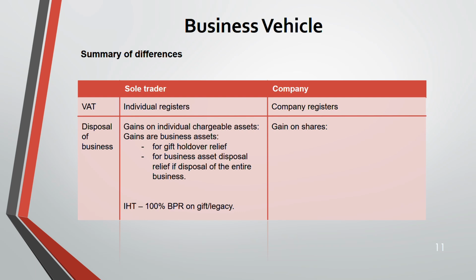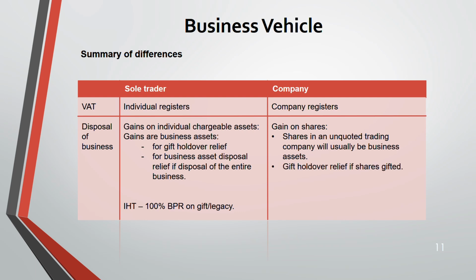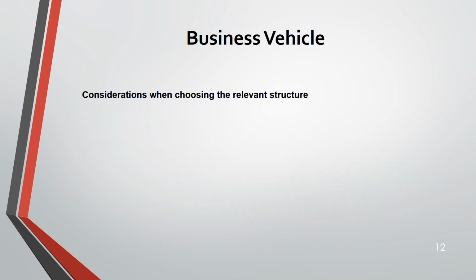For a company, there are gains on shares. Shares in an unquoted trading company are business assets, gift holdover relief if shares are gifted, business asset disposal relief or investors' relief on disposal, IHT 100% BPR on gift or legacy, same as a sole trader. Now, so that is the difference.